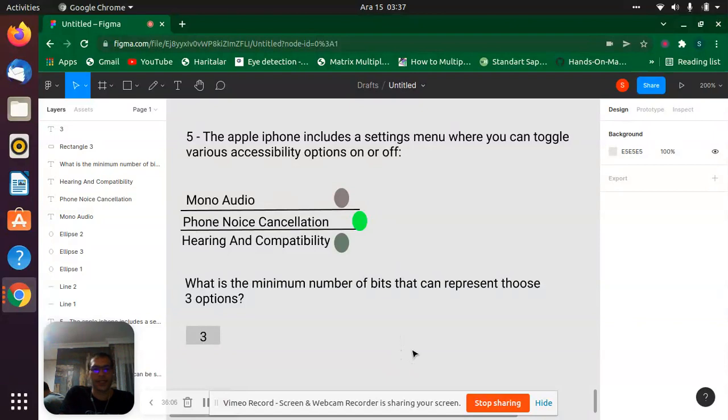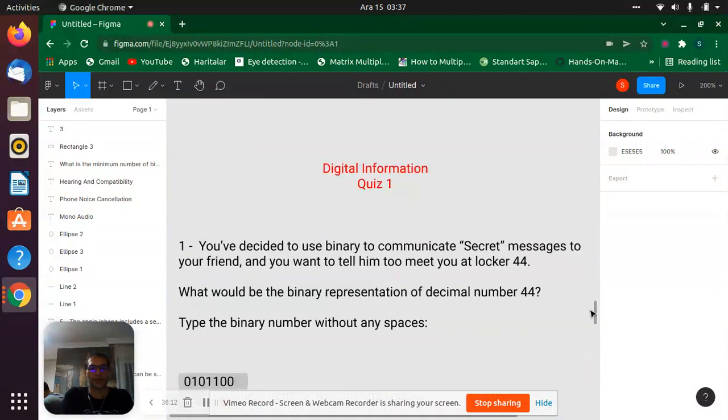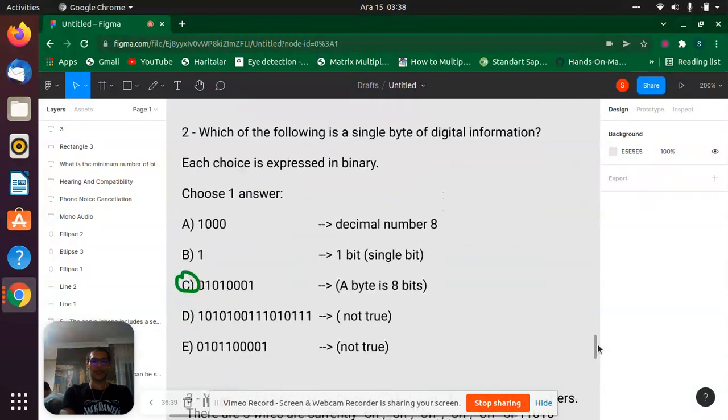So this is the last question. Thank you so much for joining. Our first digital information quiz 1 is finished. We will do lots of digital information quizzes. So digital information quiz 2, digital information quiz 3, and when we are done with all the topics, then we will go to another subtopic of computer science. Let's say it's finished here.